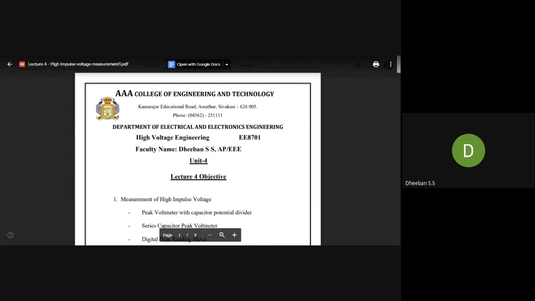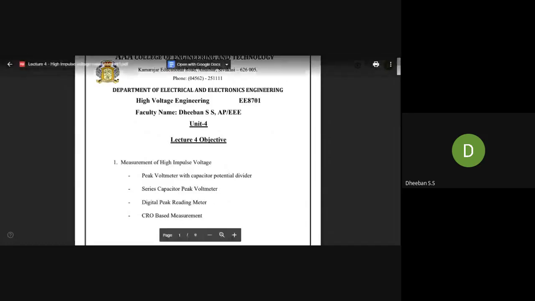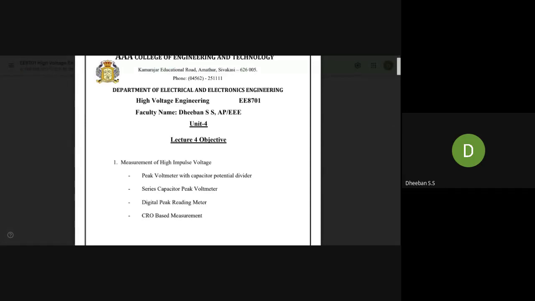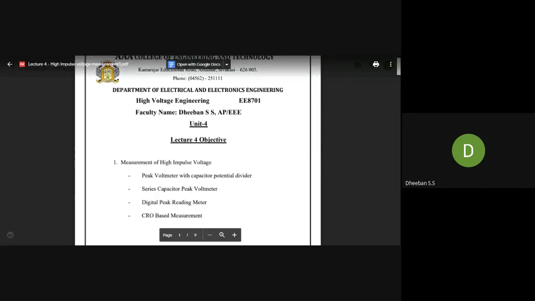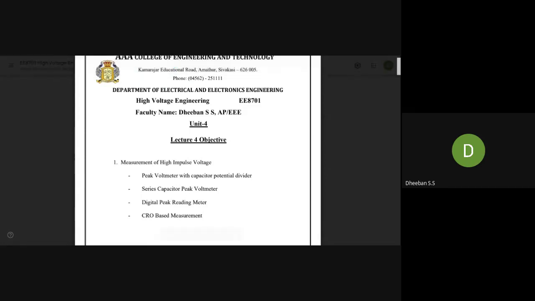In this, how you are going to measure your impulse voltage will be seen. These are the four methods for measuring impulse voltage. The first one is the peak voltmeter with capacitor potential divider. This is more or less similar to the capacitor measurement for DC voltage. What we have used in the DC voltage, the same thing will be repeated over here. The second is the series capacitor voltmeter, which we have already seen for the measurement of DC. The same thing will be repeated over here, but for the peak value, because we are dealing with measuring impulse voltage, so we will be taking into account the peak voltage only.